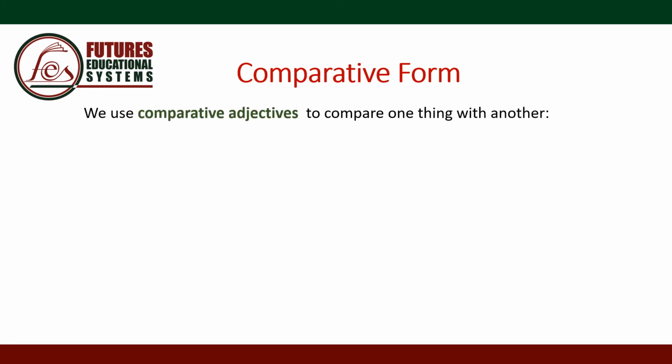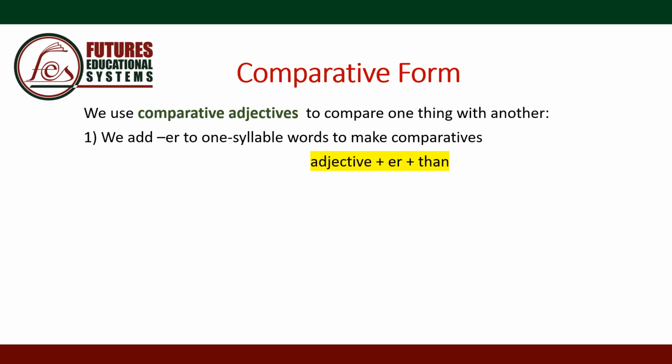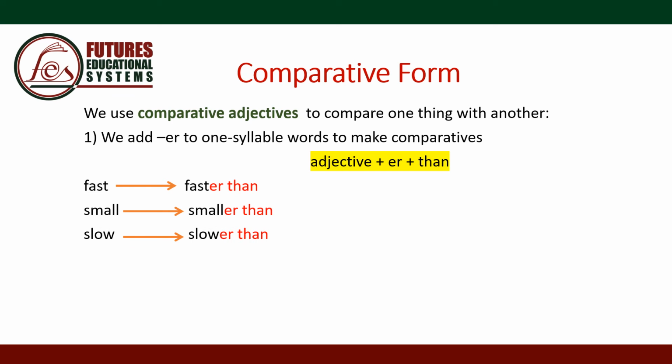Comparative form. We use comparative adjectives to compare one thing with another. And we add er to the one-syllable words to make comparatives. Adjective plus er plus than. Fast, faster than. Small, smaller than. And slow, slower than. So the adjectives are fast, small, or slow. And in order to form the comparative form, we add er at the end of the adjective, so it becomes faster or smaller or slower. And we add the word than to compare two things to each other.